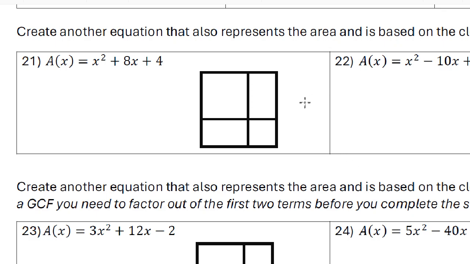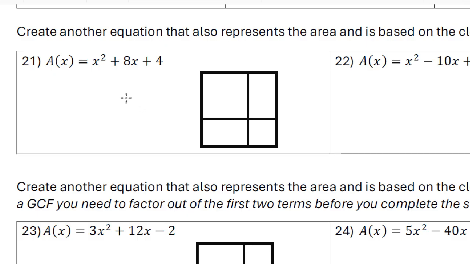Okay, we're getting up here with the higher lessons. I believe, again, this is either introduced in lesson 4 or in lesson 5. Create another expression that also represents the area and is based on the closest perfect square. So this equation, class, represents our area. The question is, can we convert this to a perfect square?